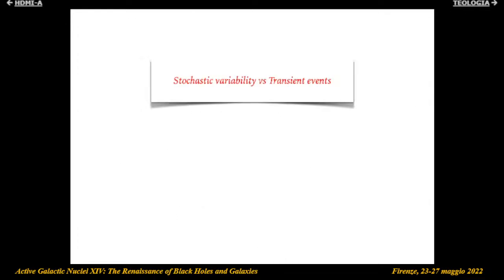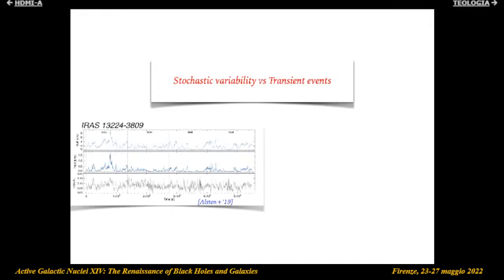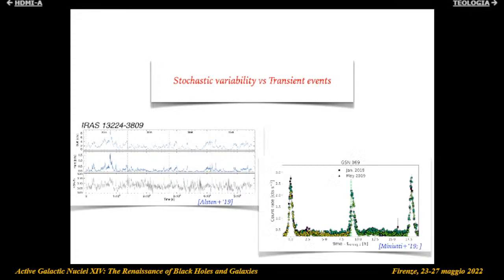Okay, so first of all, we have to make a distinction here. So we have two kinds of variability. We have stochastic variability and transient events. So stochastic variability refers to the variability that we observe every time we look at an AGN. So it refers to these random flux variations that are continuously observed in AGN light curves. While with transient events, we refer to short-lived occasional events.